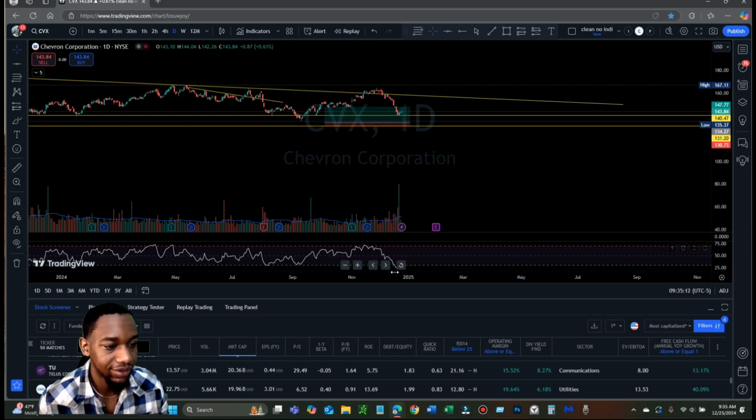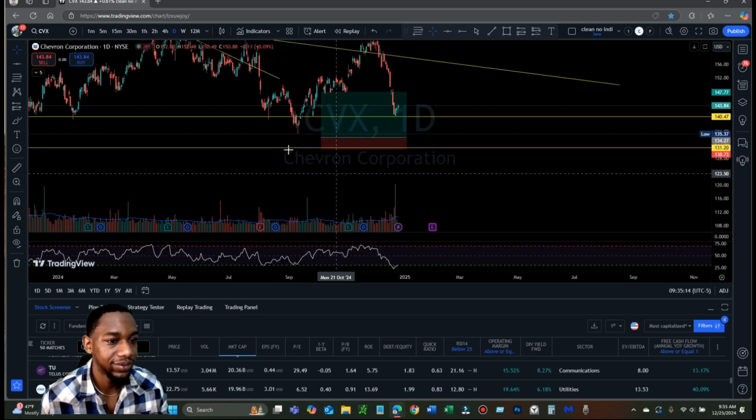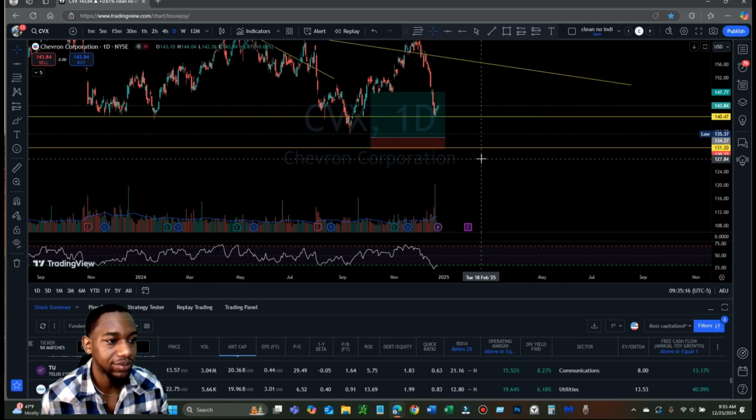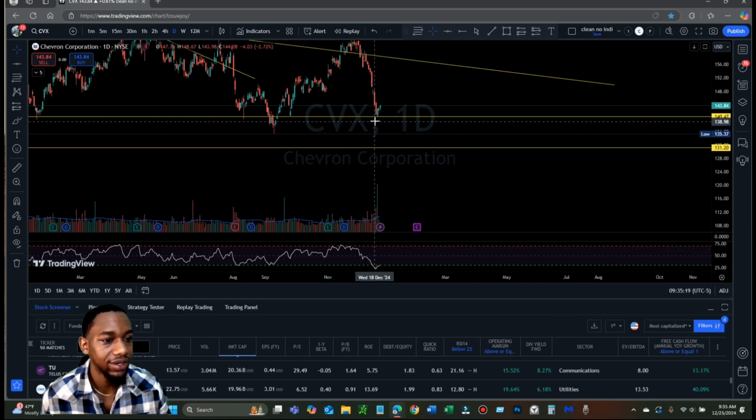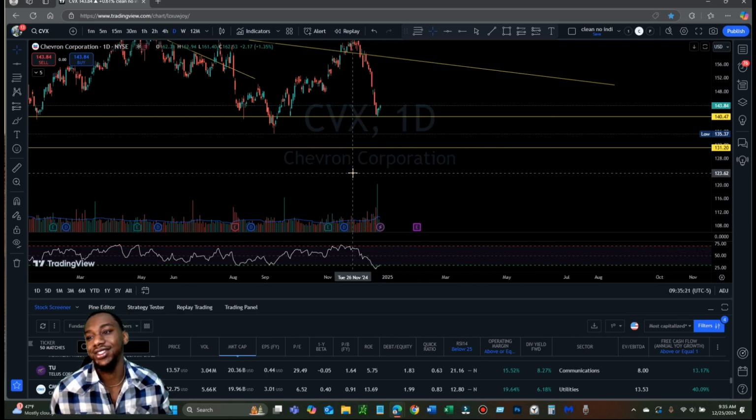Here go another stock I know that's oversold. Check this out, it's oversold at the support, and look what it's doing. It's bouncing, right?